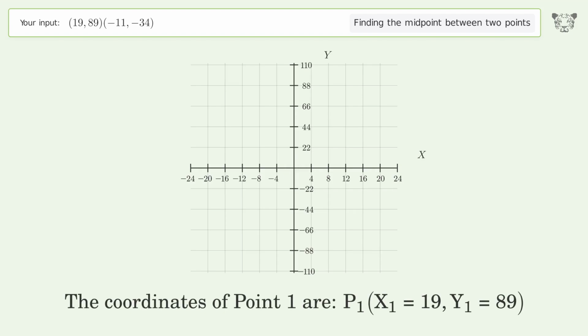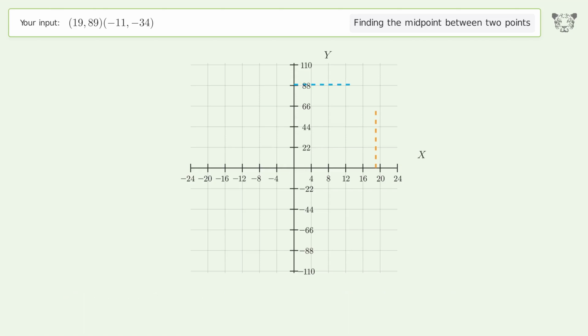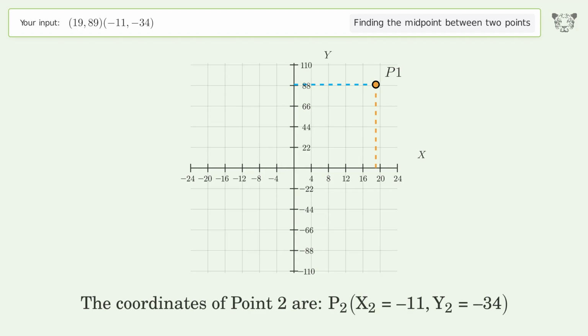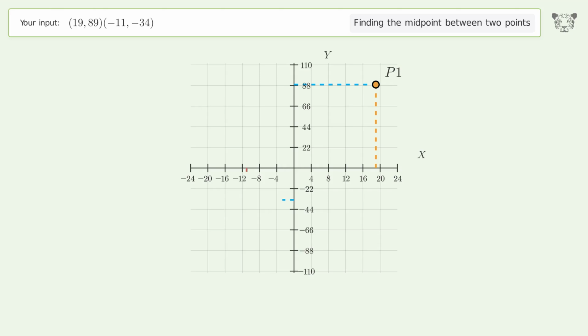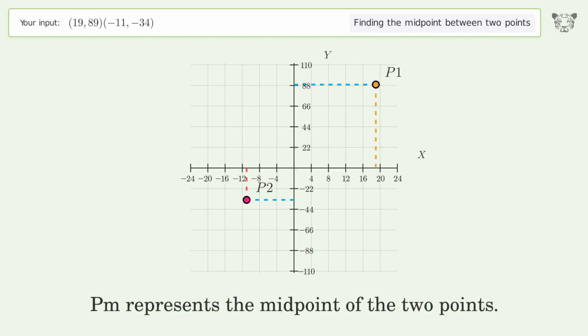The coordinates of point 1 are, x1 equals 19, y1 equals 89. The coordinates of point 2 are, x2 equals negative 11, y2 equals negative 34. PM represents the midpoint of the 2 points.